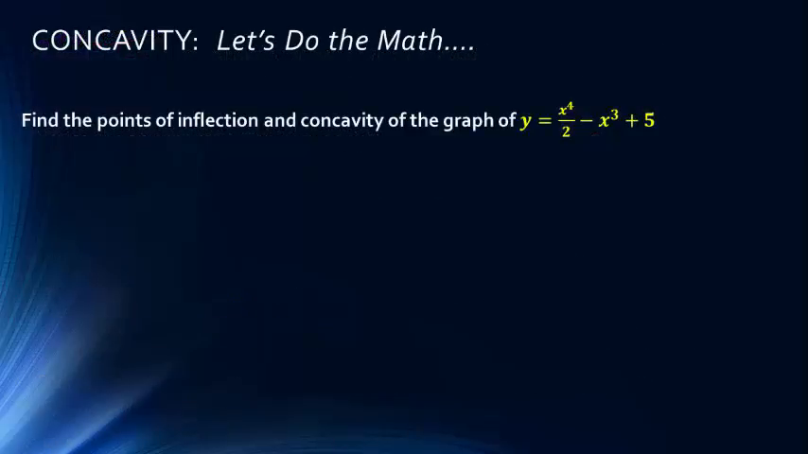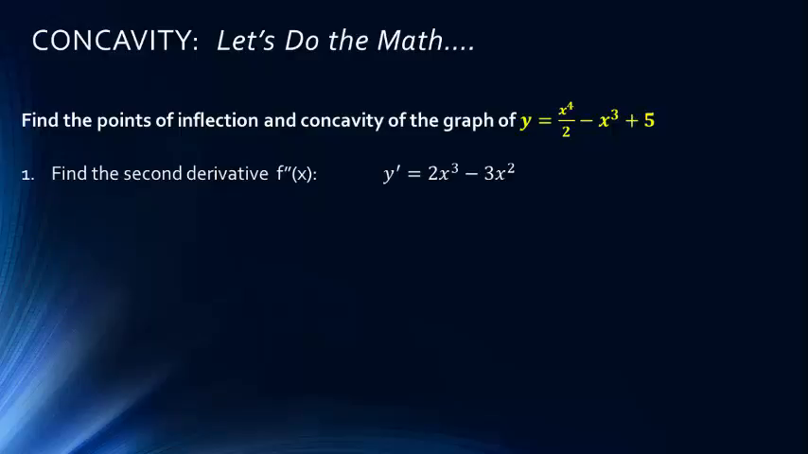Okay, so now we're going to try to do a problem here. We're going to find the points of inflection, which we just found out we do by setting the second derivative equal to 0, and find the concavity of the graph. So if we find those points of inflection, we can find out what's happening before and after those points to see if it's concave up or down. And those are our breaks.